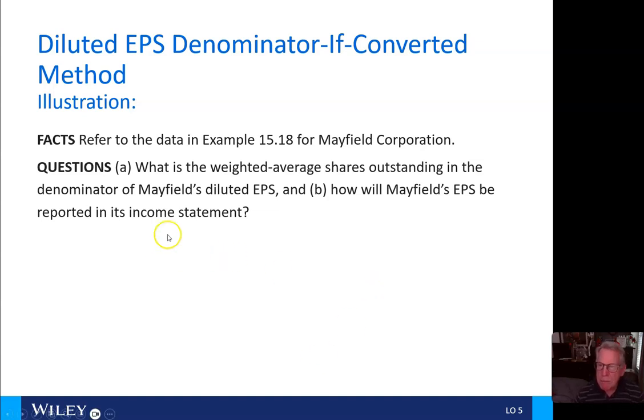All right, same facts here. What is the weighted average shares outstanding in the denominator of Mayfield's diluted earnings per share? And B, how will Mayfield's earnings per share be reported in its income statement?